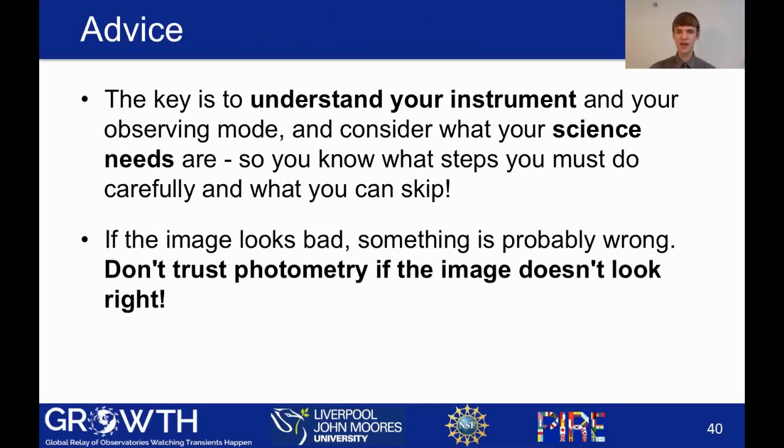The key is to understand your instrument and observing mode and consider what your actual science needs are, so you know what steps you must do, because some of them are very time-consuming, and what you can skip. If the image looks bad when you've carried out these processes, it is often a signal that something is wrong. And one element of practical advice that I'd certainly like to impress upon everybody is that if your image at the end of your reduction does not look right, it probably means that you can't trust photometry and you may need to try again, and you may need to try more advanced techniques. And so I'd encourage everyone, in addition to viewing this basic lecture, to also look at the supplementary lecture on these advanced methods.